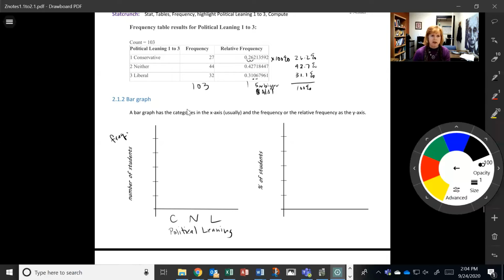Because my biggest number is 44, if I round it up to tens, it's 50. So I created 5 bars over here, anticipating that I want my biggest one to be 50. And I have to have 0 at the bottom. Some graphs you don't have to include 0, but for a bar graph you do. So I got 0, 10, 20, 30, 40, 50 students. There are 27 students who said they were conservative. So I'm going to create a bar here, and I'm going to have its height be 27.